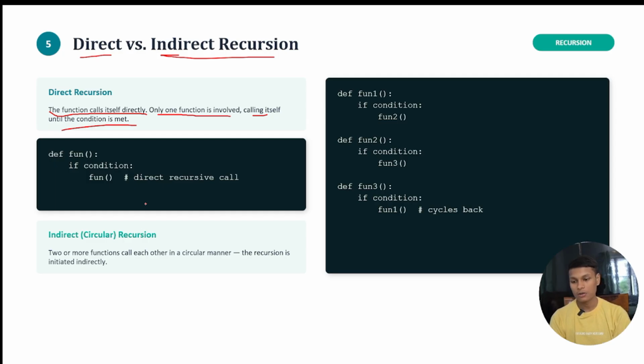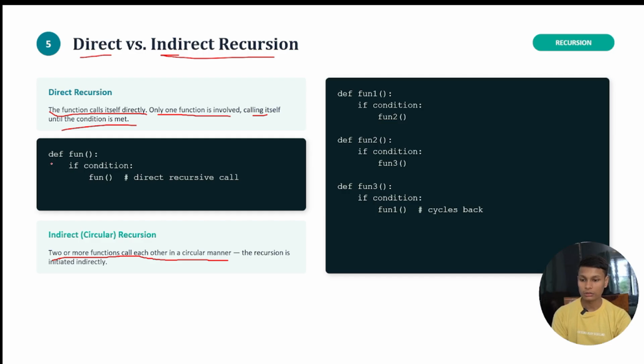Now let's see what is indirect recursion. Indirect recursion is when two or more functions call each other in a circular manner. It means that two functions are written. Here you can see the example. Let's see the example of direct recursion first. What is the syntax of direct recursion?